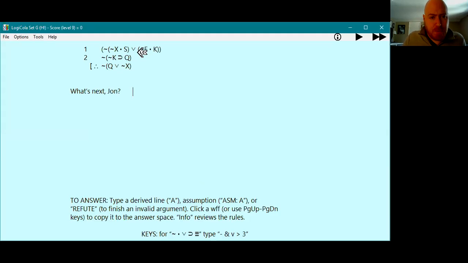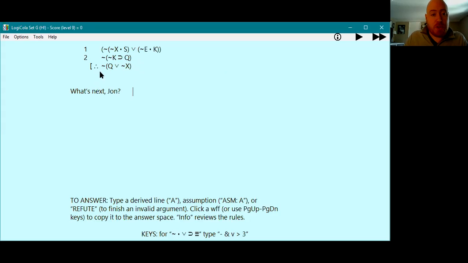So here we have: either it's not the case that not X and S, or it is the case that not E and K. Premise 2 is: it's not the case that if not K, then Q. And our conclusion is, therefore, it's not the case that either Q or not X.